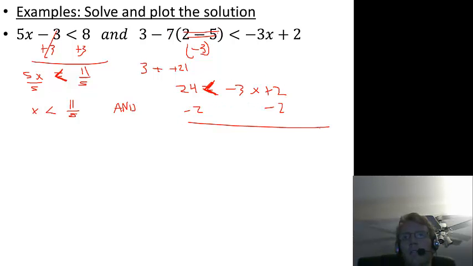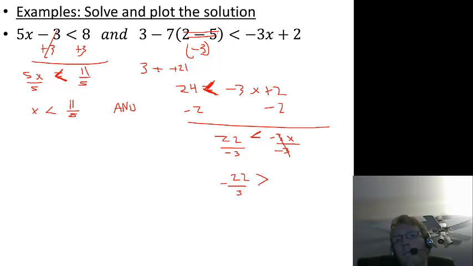Minus 2, minus 2. 24 minus 2 is 22 is less than negative 3x. Divide by negative 3, divide by negative 3. And here, be paying special attention, we divided by a negative, so we have to flip the inequality. So negative 22 thirds, flip this inequality, is greater than x.